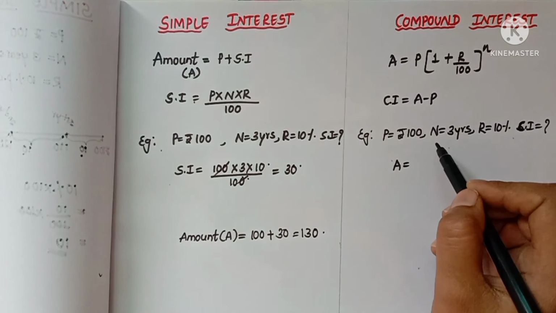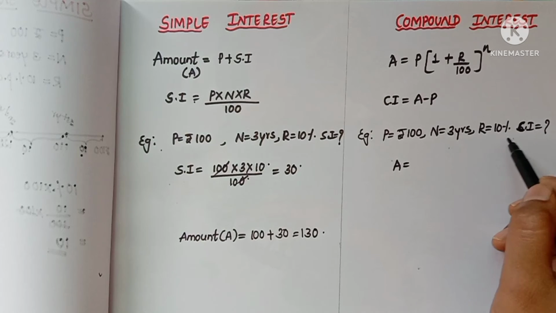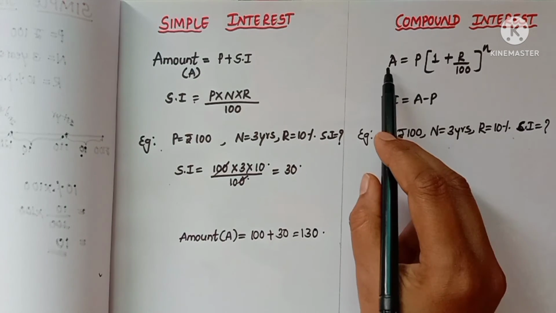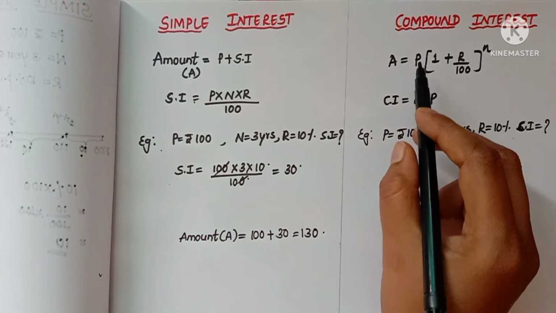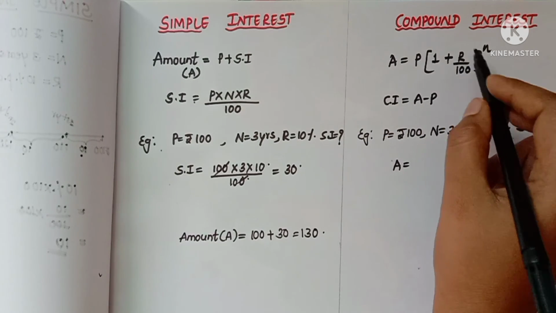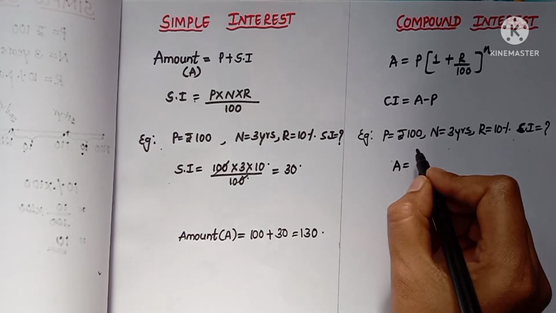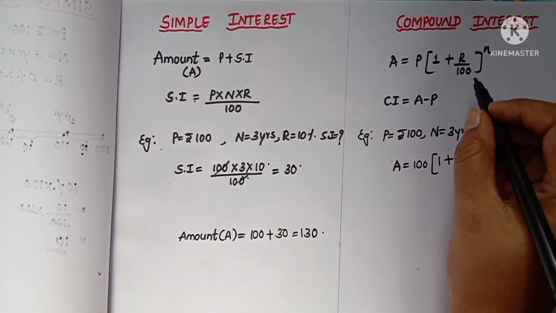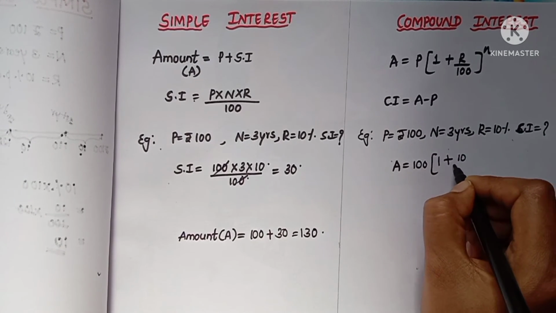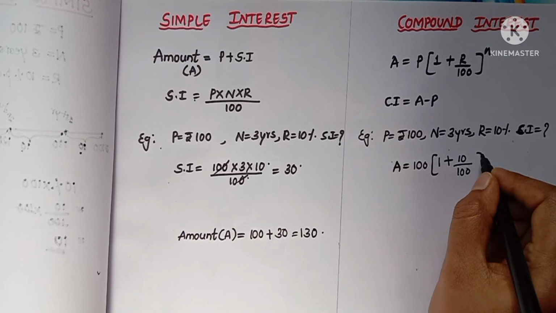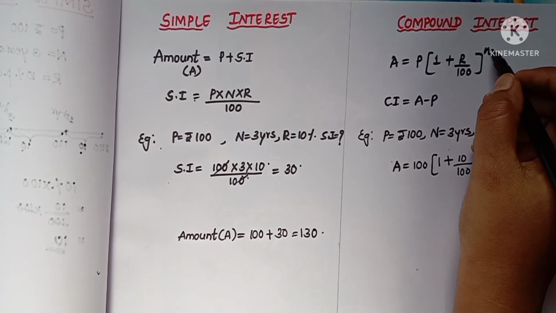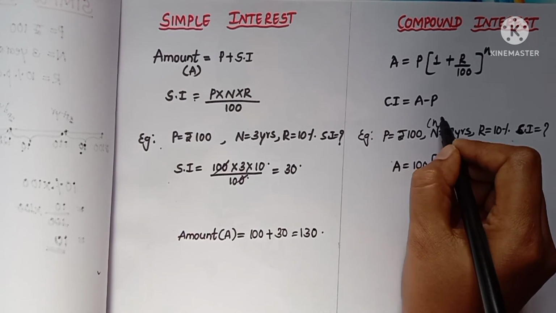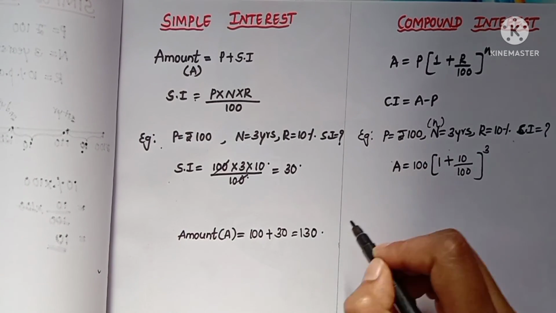Let us calculate compound interest with the same example. Here P is equal to 100, N is equal to 3 years, R is equal to 10% and compound interest we have to calculate. So first we have to calculate this amount. What is the formula? P bracket 1 plus R divided by 100 to the power N. Where P is 100, bracket 1 as it is plus R, R is 10%, 10 divided by 100 to the power N. This N may be a capital letter or small letter. So here N means 3 years.